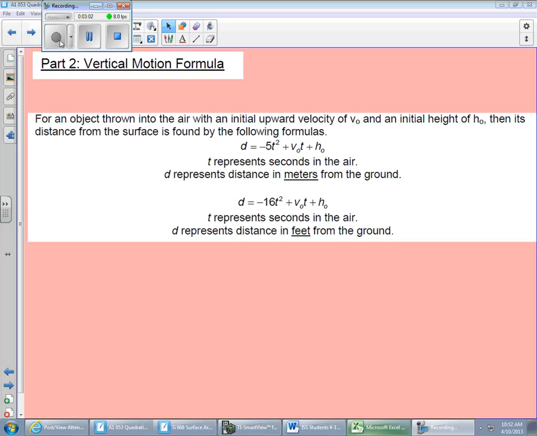Okay, here's this problem, or this isn't a problem, this is just a setup. This is an actual formula from the world of physics, which is a class that most of us are going to have to endure these days, with physics and algebra 2 being the requirements for the recommended diploma program. Okay, for an object thrown into the air with an initial upward velocity of v naught.